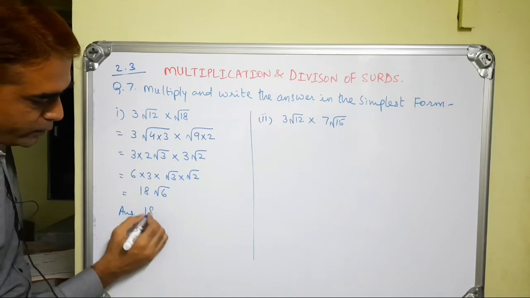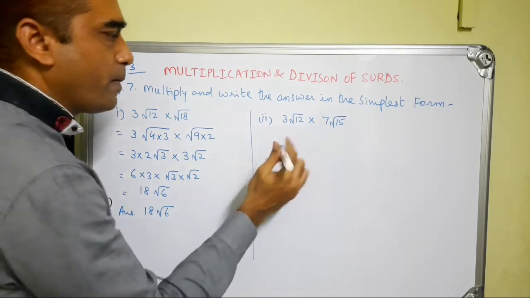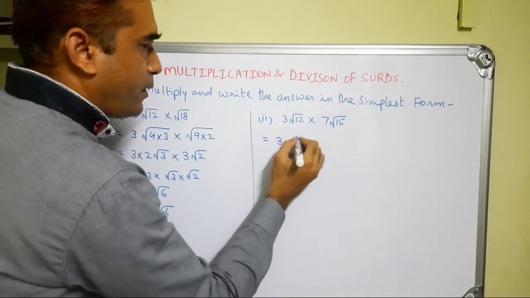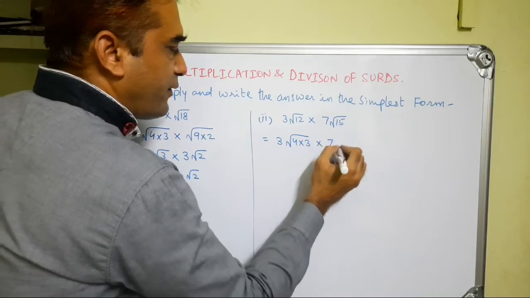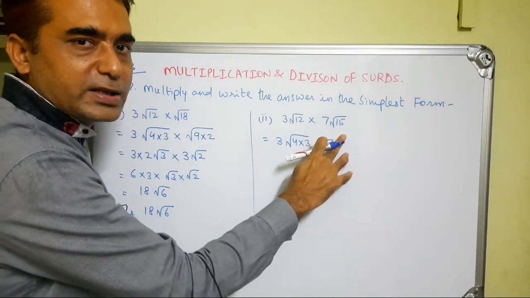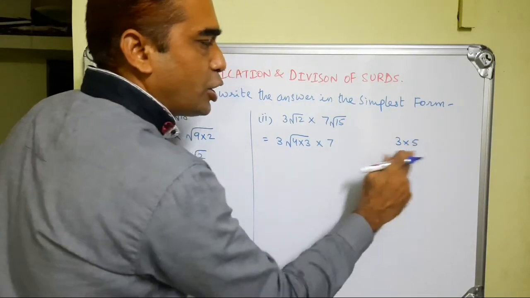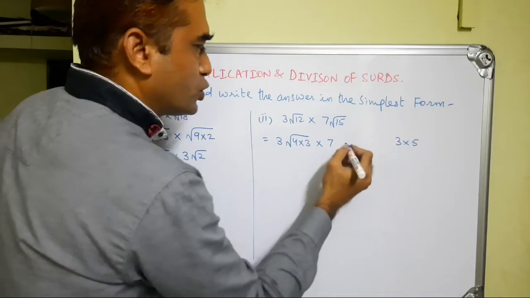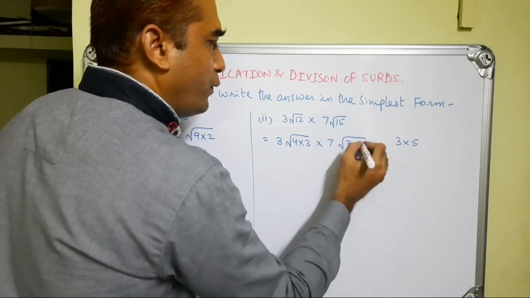Answer 18 root 6. Next number, sub question 2. Now again factors of 12 will write 4 into 3 into 7. Now which is the factor of 15 which is a perfect square? The factors of 15 are 3 into 5, and none of them is a perfect square. So that we will write as it is, 3 into 5.